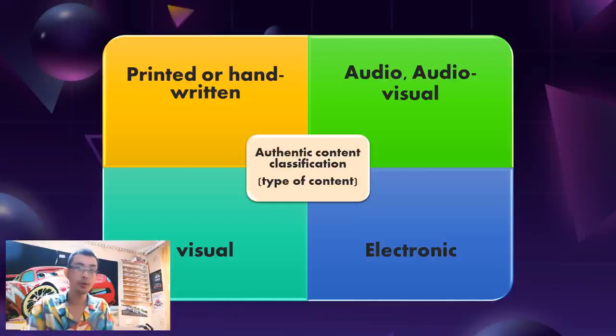Then we have audio and audio-visual material, which are recorded materials, either only audio or together with video. Then we have visual materials that are street signs, advertisements, notifications, such things, and electronic, which are kind of interactive services online on the web. This also relates to authentic media as well.